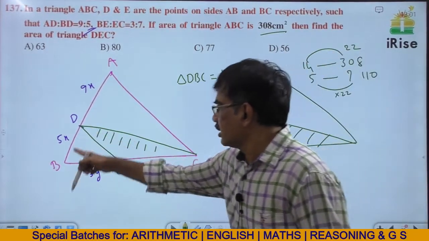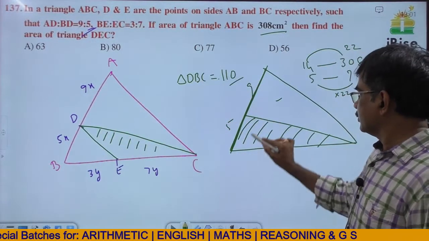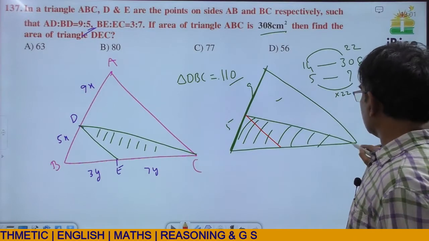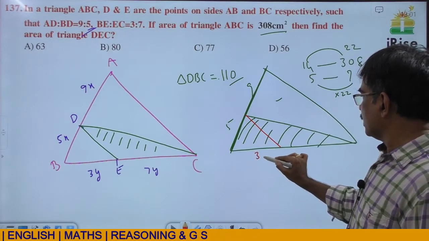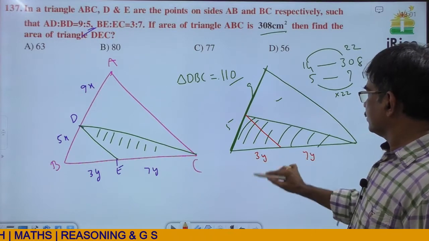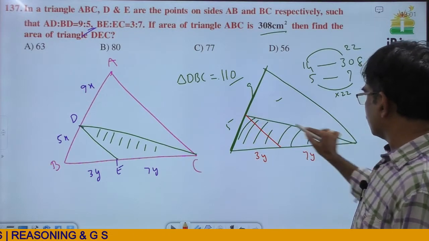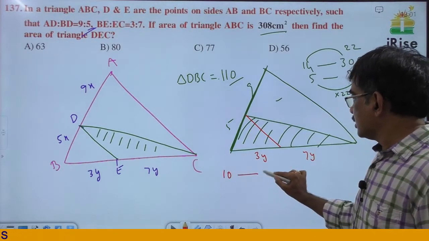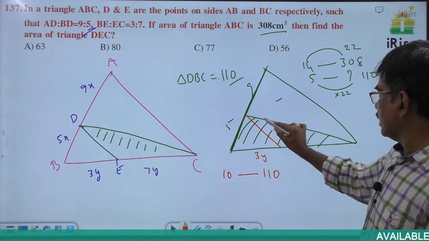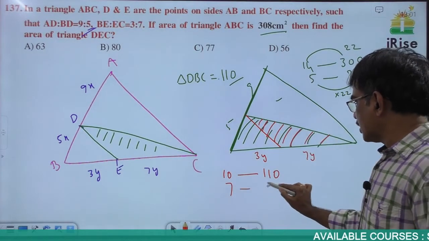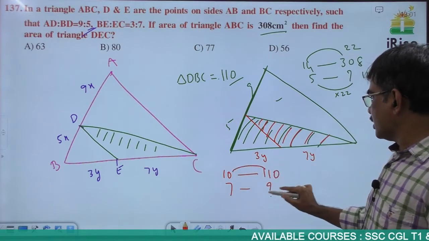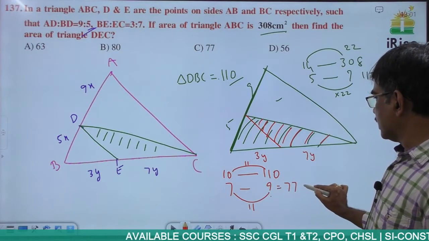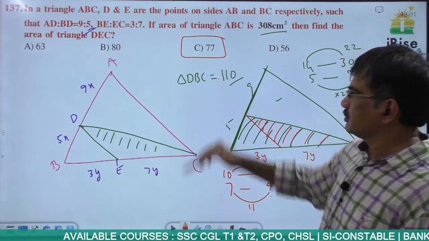Again consider this triangle, area is 110. So I want to draw like this. Here this total area is 110. This is divided into 3 is to 7 parts. The height is the same for the small triangle and also this triangle. So totally 10 parts area is 110, then they want only this part. What is 7 parts area? 10 parts area is 110, this is multiplied by 11, this is also multiplied by 11. The answer is 77 square units.